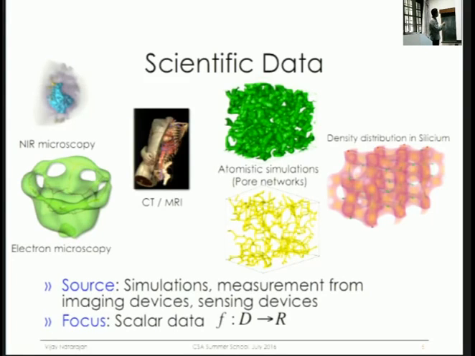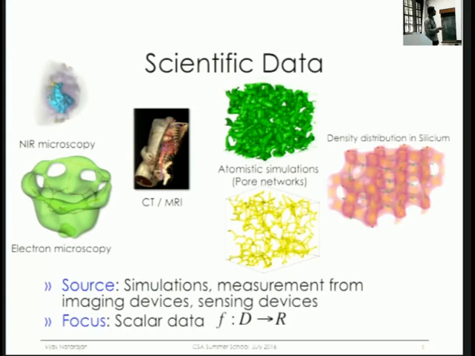Near infrared microscopy is used in this particular example to image the breast to see if there are tumors or not. This is electron microscopy, not optical, which is used, among other applications, to look at the structure of large molecules. CT or MRI scans, if you've ever had a fracture, you know what this means.